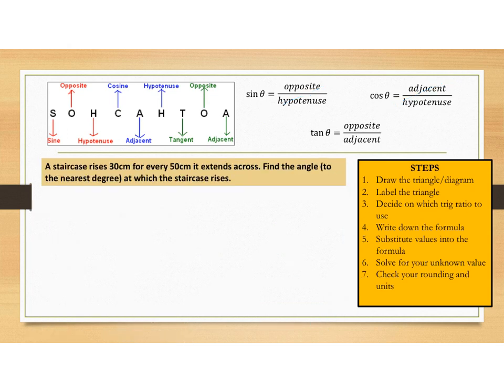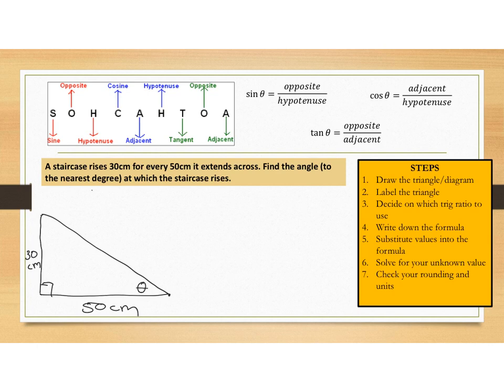Let's have a look at this question. Same process, we need to draw the diagram first. So we've got a staircase that has risen 30 centimetres for every 50 centimetres. Oh, that wasn't very straight. Oh, goodness. That's better. 50 centimetres it goes across. Find the angle to the nearest degree at which the staircase rises. So I'm just going to join these 2 points together, and we can see that this is our right angle. The angle that the staircase rises. Okay, so that's going to be this angle here.